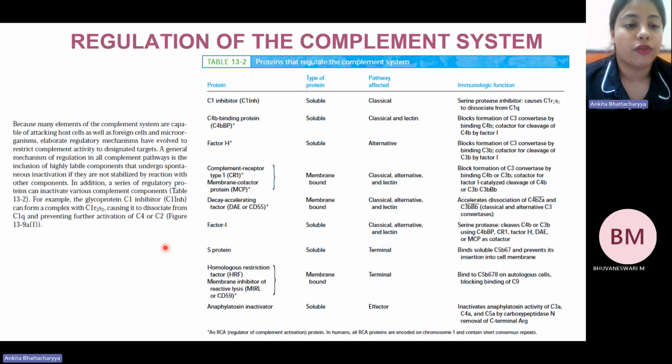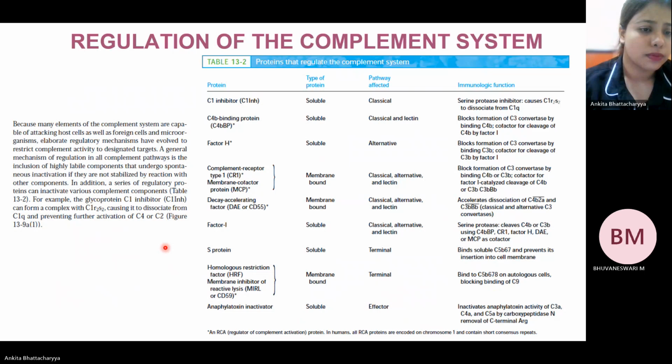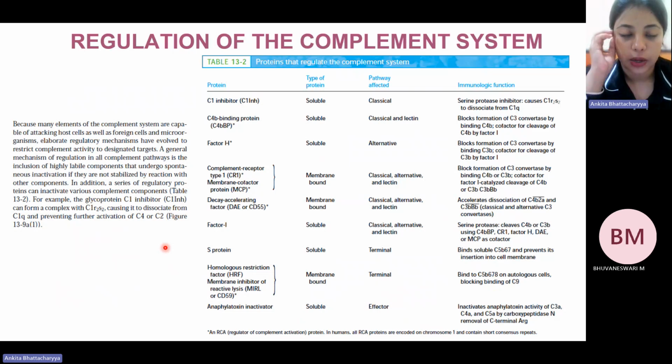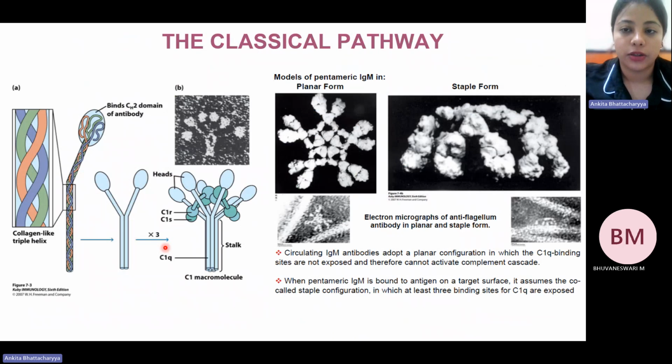A general mechanism of regulation in all complement pathways is the inclusion of highly labile components that undergo spontaneous inactivation if they are not stabilized by a reaction with other components. Additionally, there are a series of regulatory proteins that can inactivate various complement components. An example is the glycoprotein C1 inhibitor, C1-INH, as it is normally denoted. It forms a complex with C1r2s2, causing it to dissociate from C1q, and therefore prevents further activation of C4 or C2.